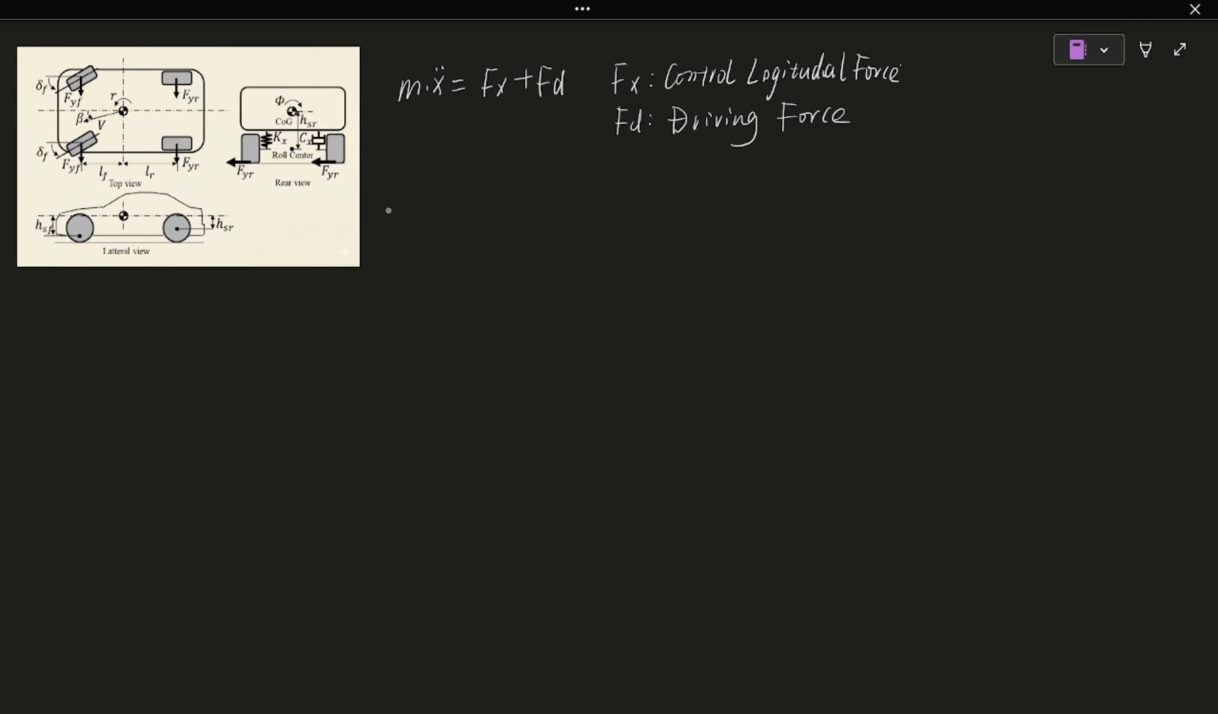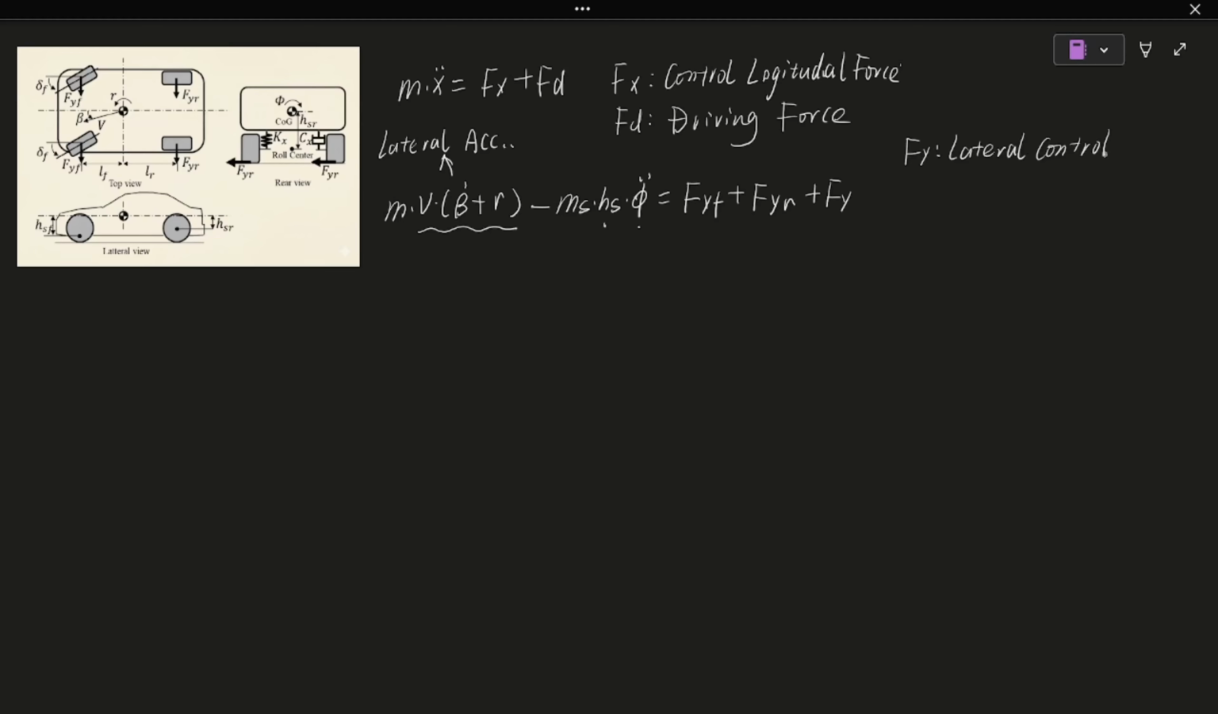Then, lateral motion equation. M times V times (beta dot plus r). Here, V times (beta dot plus r) is the lateral acceleration, minus ms times hs times phi double dot. This term is the lateral acceleration caused by the roll motion, equals Fyf plus Fyr plus Fy. Fy is the applied lateral control force.